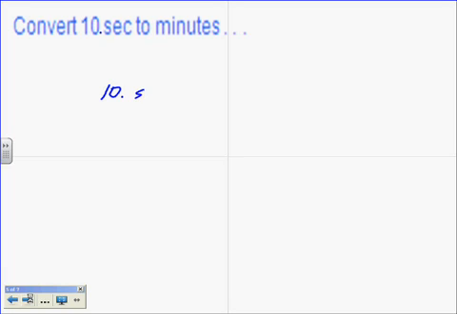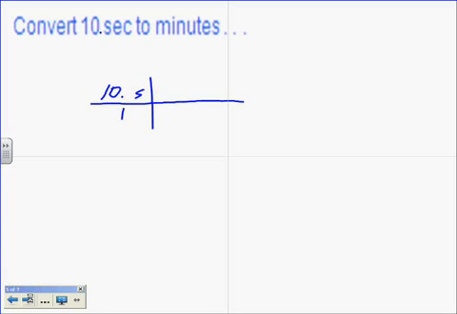So 10 seconds. And I'm going to do it in a slightly different format this time. I'm going to draw one bar to separate the numerators and the denominators, and I'm going to use vertical lines to separate the fractions. This is called the picket fence method. And it's the same thing. If you like the other way, do it that way. If you like the picket fence, do it this way. We're going to make this a fraction by putting it over 1.